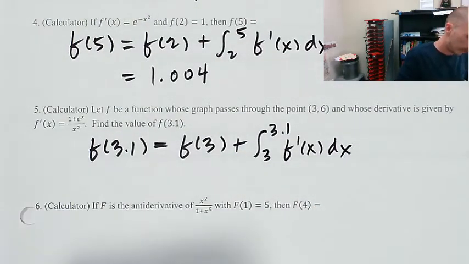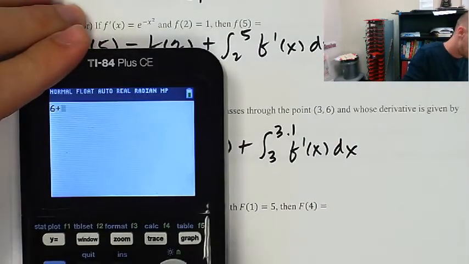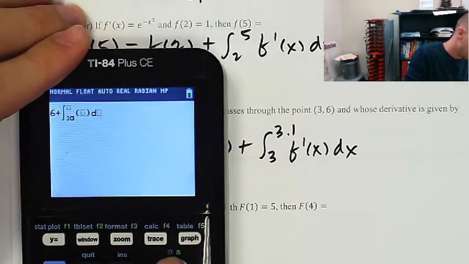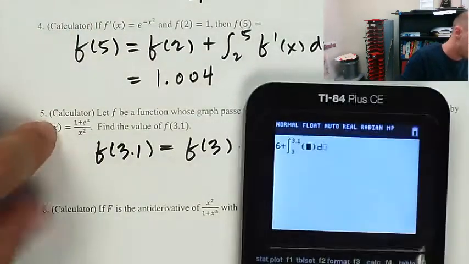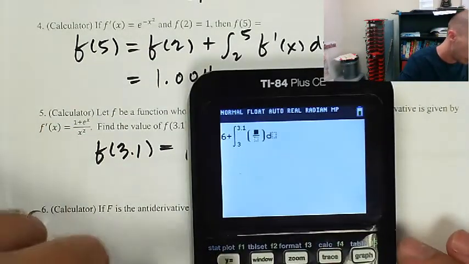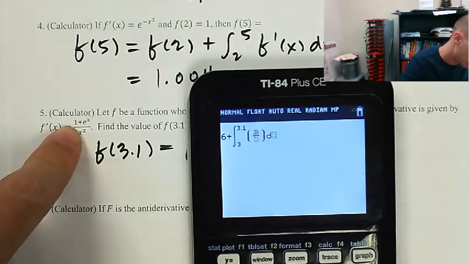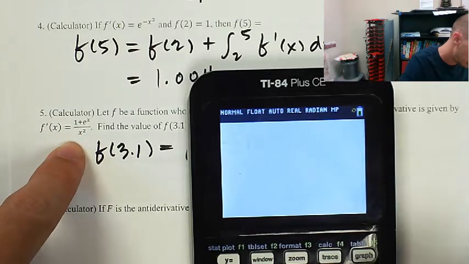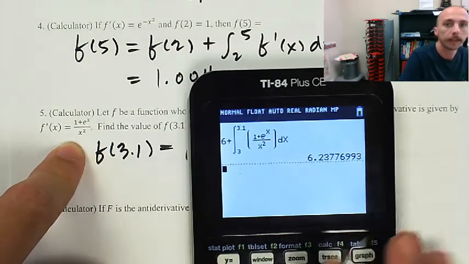So I'm going to just say that that's equal to f of 3, which is 6, plus the integral from 3 to 3.1 of the function. I'm going to just put in a fraction bar there, (1 plus e to the x) divided by x squared dx. And I get 6.238.